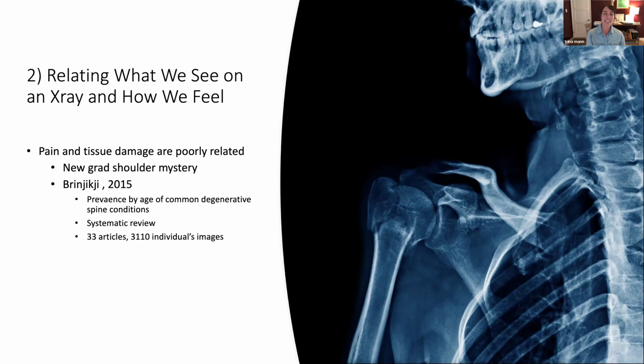And then I wanted to share with you as well this research study that was published in 2015 by Brinjikji. During that study, they were really looking at what is the prevalence of common degenerative spine conditions by age. And this was a systematic review. So they started with thousands of research articles. I think some of the inclusion criteria were that they were written in English, and they boiled it down to 33 articles, and they reviewed over 3,000 individuals' images between the ages of 20 and 80.